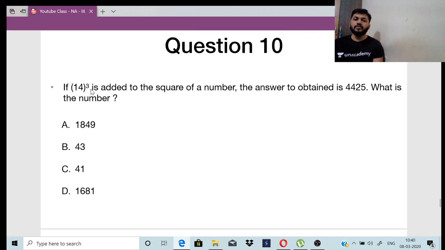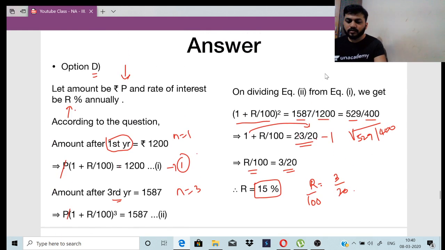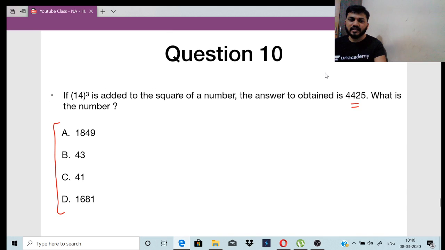If 14 cube is added to the square of a number, the answer obtained is 4425. What is the number? Tell me the answer. If 14 cube is added to the square of a number, the answer will be 4425. So what is the number? It has already been given: in the first statement only you will get the equation here. What will be the answer?